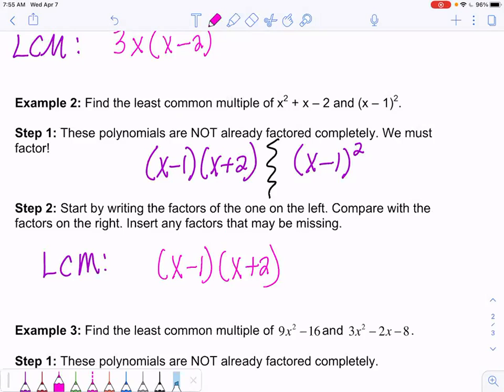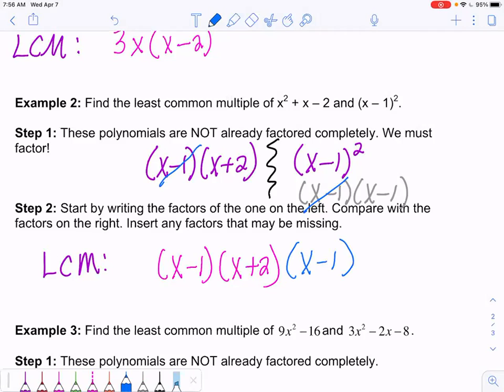Ella, what does it mean if you have a quantity squared? There'd be 2 of them. Something squared means there are 2 of them. So you have one x minus 1. That's the same. But the one on the right has a second x minus 1. It's a different factor. It's a second one of them. So your least common multiple needs to have that second x minus 1.